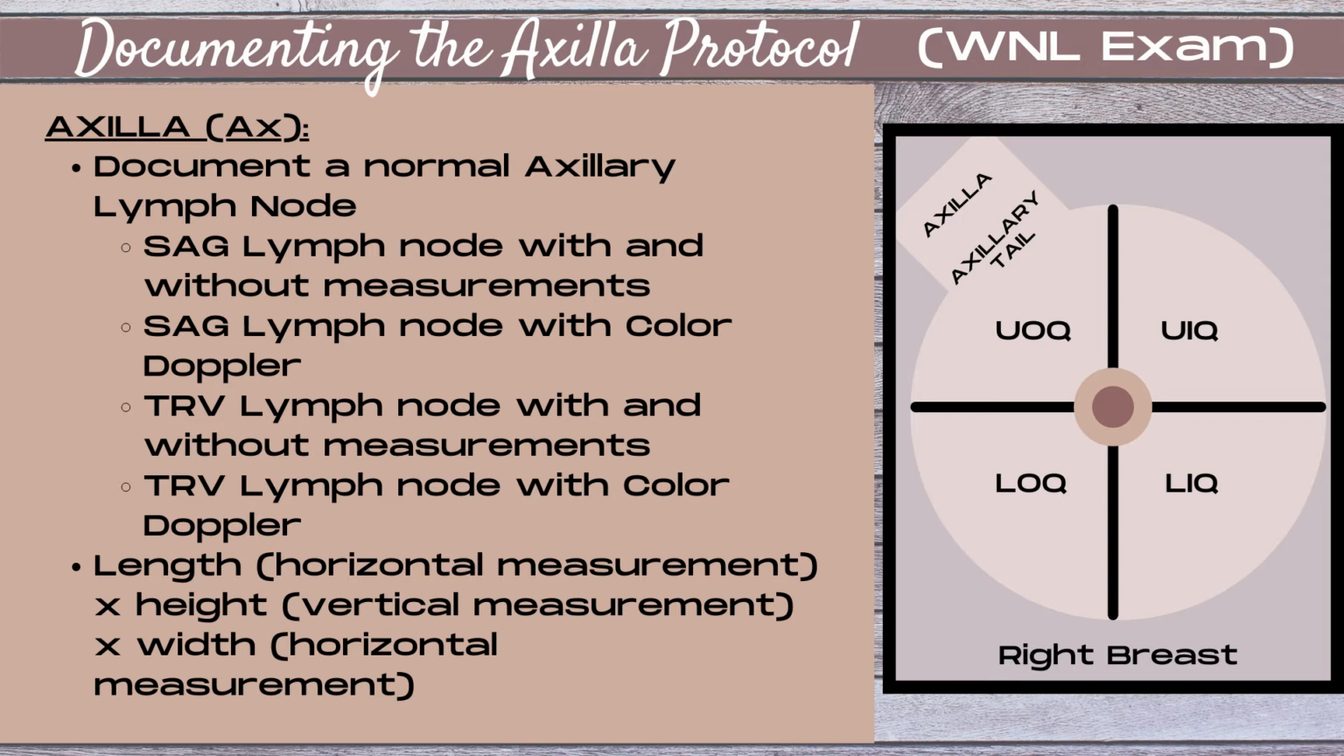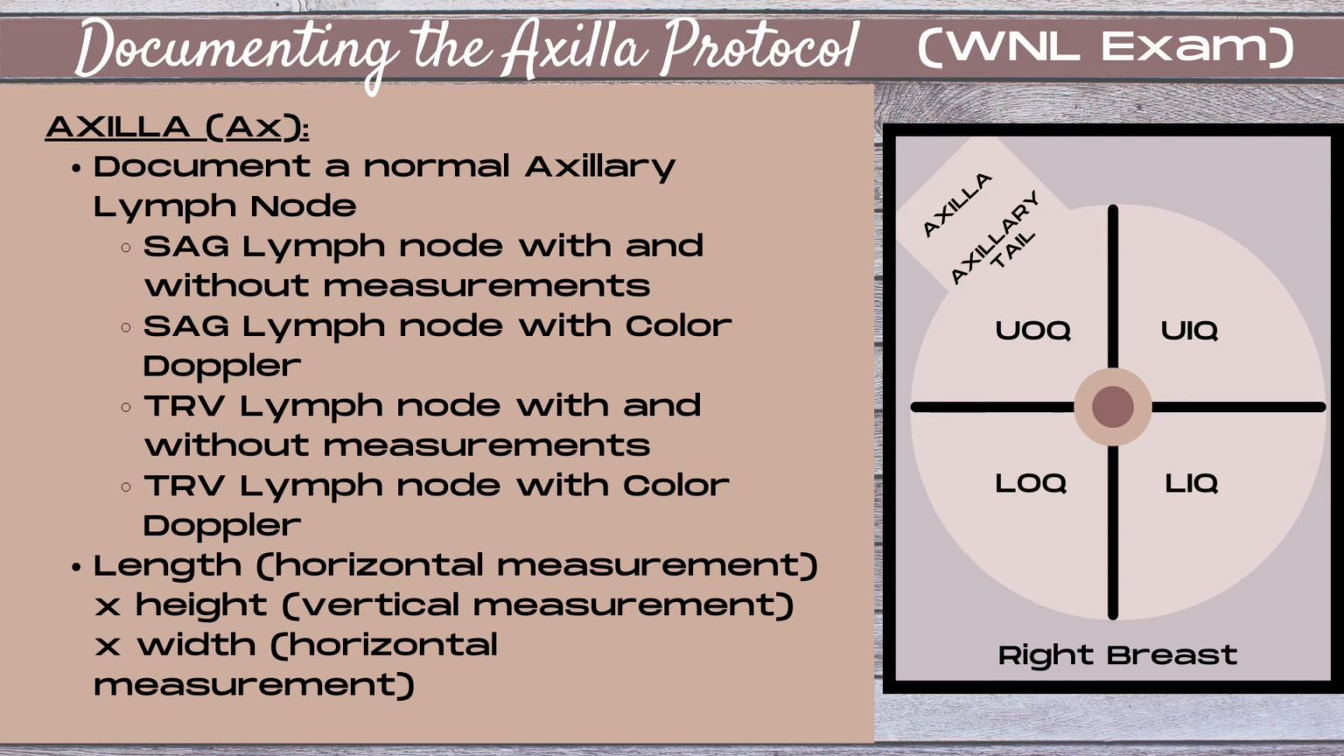This is demonstrating to the radiologist that I have evaluated all those lymph nodes and they all look normal. To document a normal axillary lymph node, first, I would document a sagittal lymph node image without measurements, and then a sagittal lymph node image with 2 measurements, both the length and the height. And note that you really want to follow the longest axis of the lymph node. If that longest axis of the lymph node is not exactly in a horizontal position, that's okay. If it's slightly oblique, as long as I'm getting the longest length. And then I want to take a sagittal lymph node image with color Doppler, demonstrating that hilar blood flow pattern.